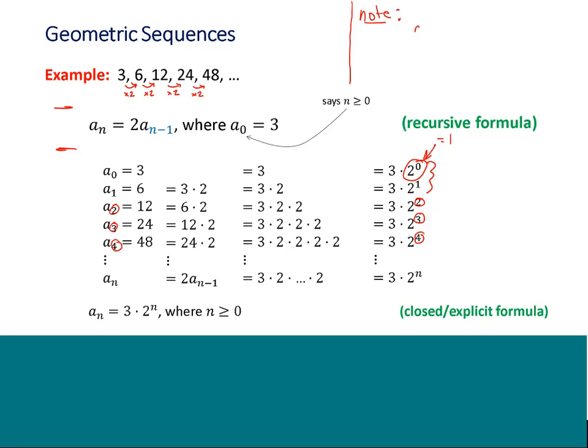By definition, a geometric sequence, its recursive form is some constant, typically denoted with an R or a Q, times the previous term. Oh, no, I can't erase on this one. Or at least not easily. Just a second.